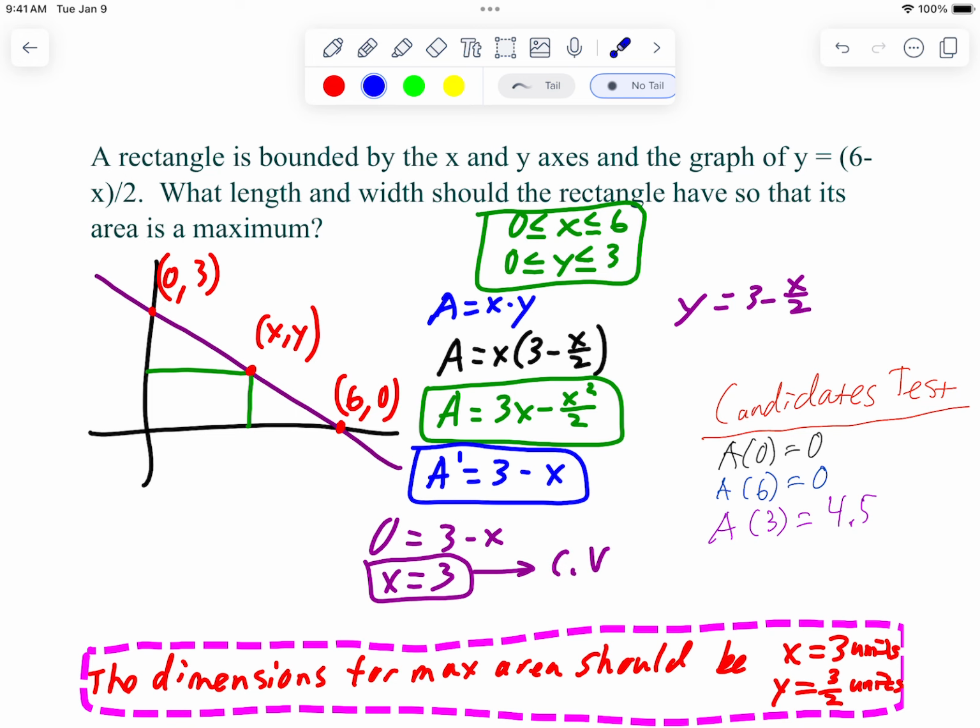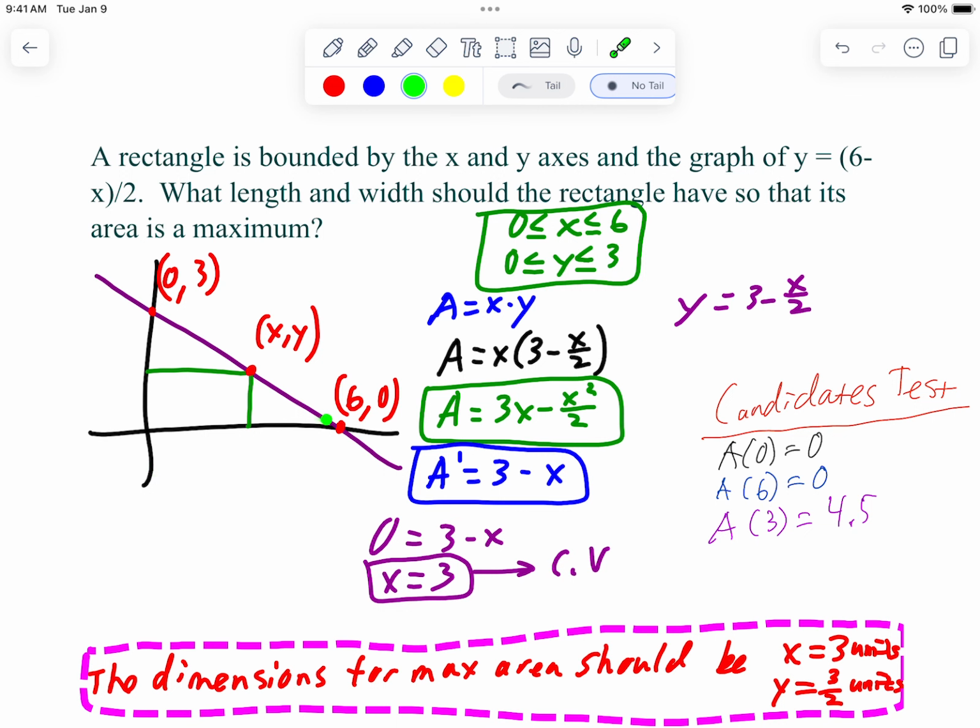Okay, so what do we got? Well, the dimensions for the max area should be x is 3 units and y is 3 halves units, or 1.5 units. How do we come up with that? Great question. Well, like I said before we paused, first thing is I would draw a picture.